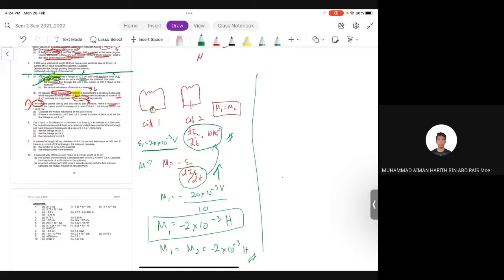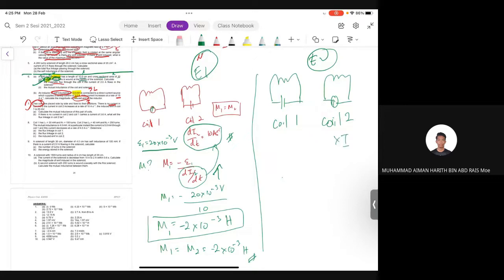Okay, so sekarang current ada dekat coil 1, ada battery. Ni tadi eksperimen pertama, sekarang ni eksperimen kedua. Coil 1 ada battery, coil 2 pula hanya ada galvanometer. Kita baca balik: there is no current in coil 2, and current 1 is 3.6 ampere. What is the flux linkage in coil 2? Dia suruh cari N phi dekat coil 2, bukan coil 1.